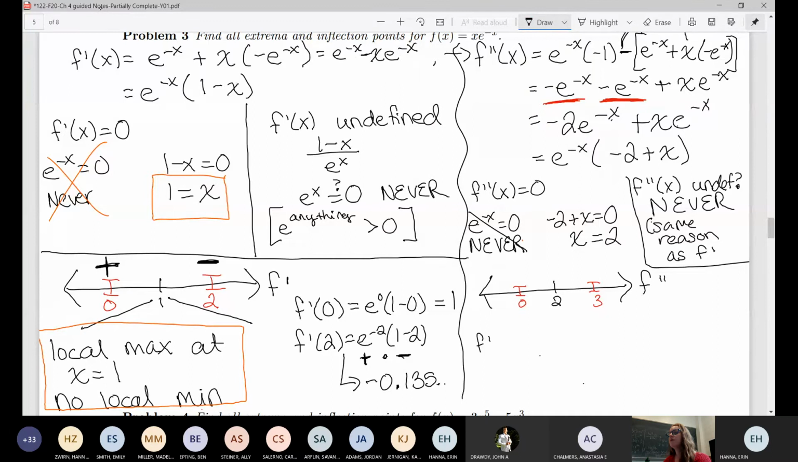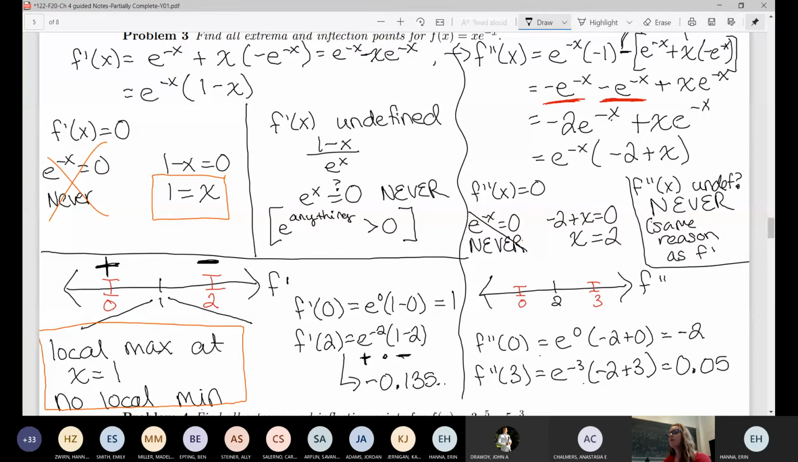So we have to plug those into the second derivative. E to the 0, negative 2 plus 0 will be a positive negative, which will result in negative 2. E to the negative third, negative 2 plus 3 will result in a positive times a positive. Or if you just want to type in the number, 0.05 if we round. So we have a negative on the left and a positive on the right.